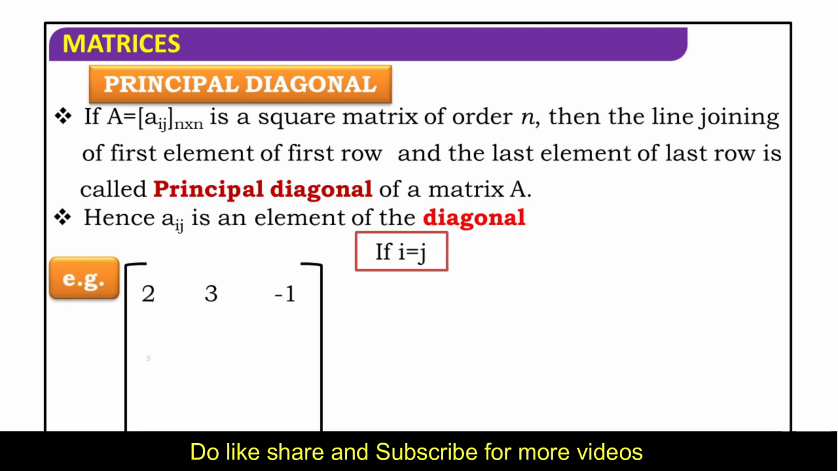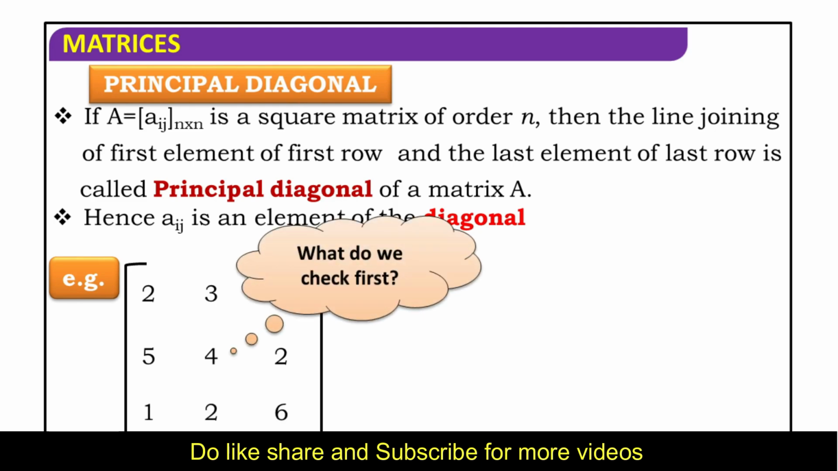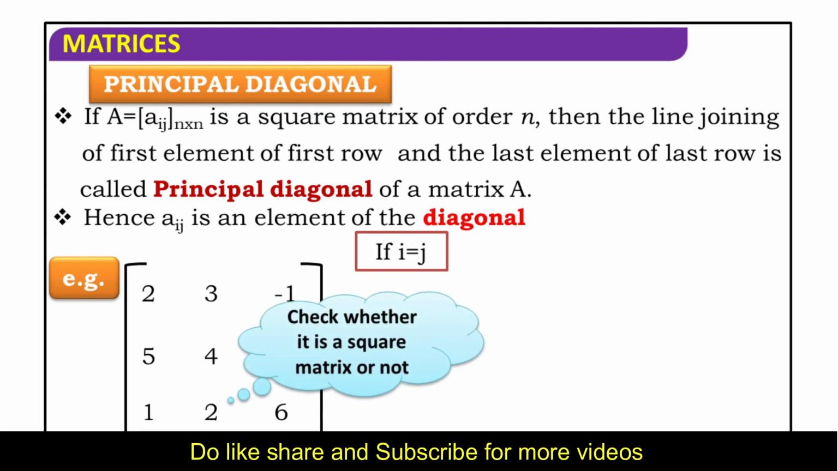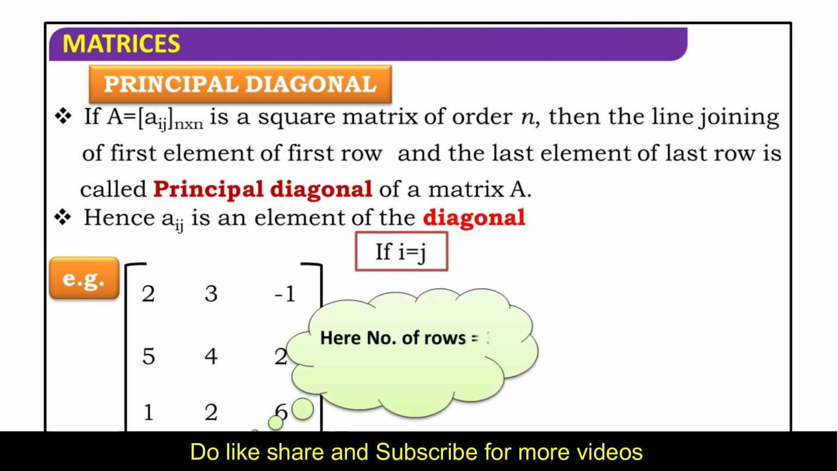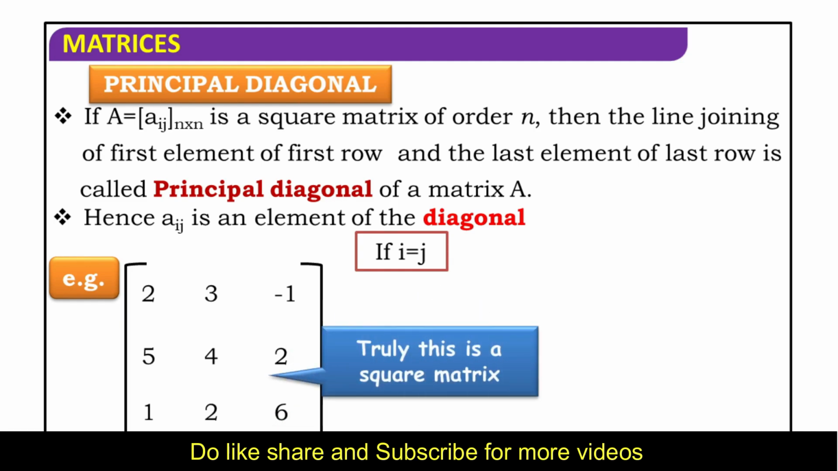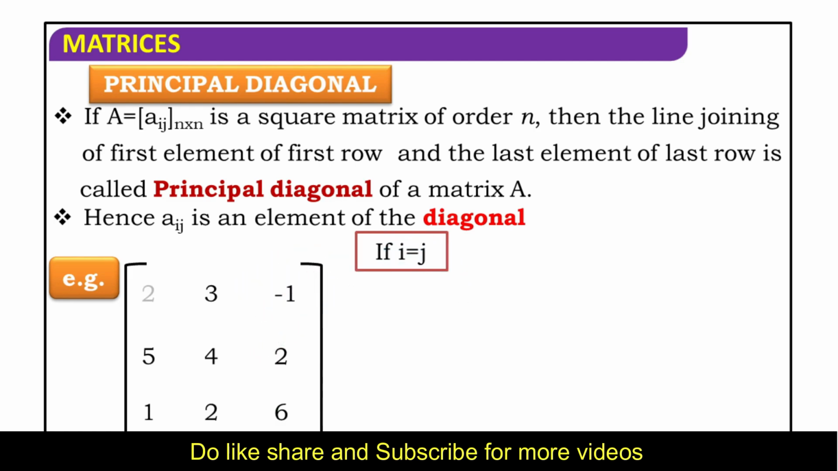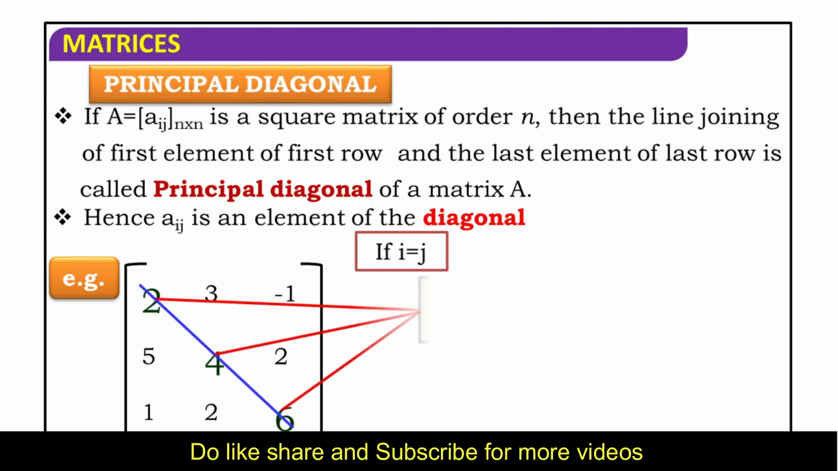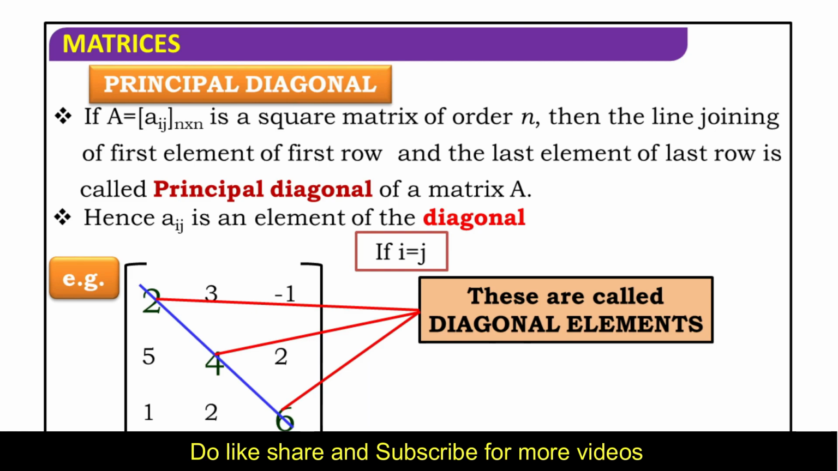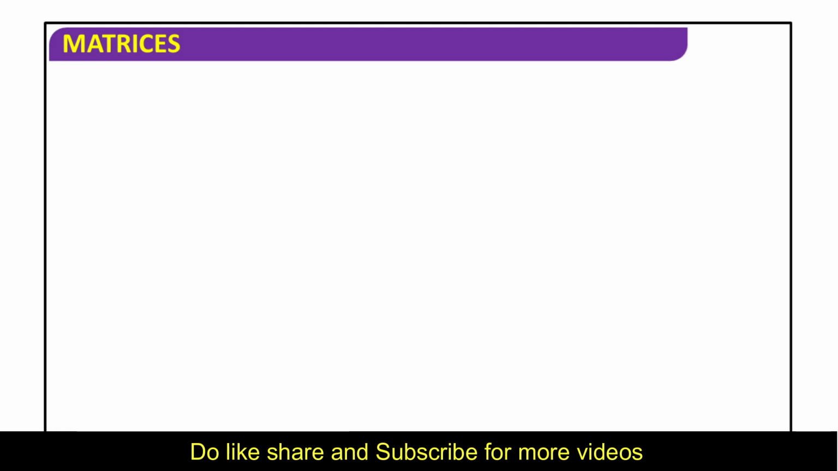For example, [[2, 3, -1], [5, 4, 2], [1, 2, 6]]. What do we check first? We have to check whether it is a square matrix or not. So how many rows, how many columns are there? Number of rows 3, number of columns 3. So truly this is a square matrix. Let us see what the diagonal elements are. So 2, 4, 6. These 2, 4, 6 are called diagonal elements.